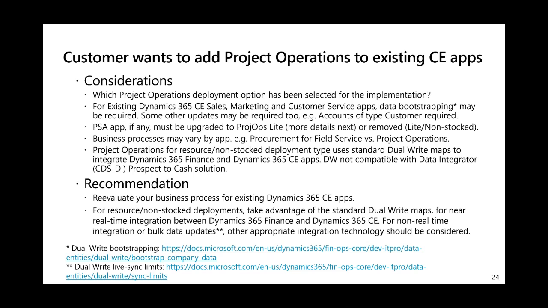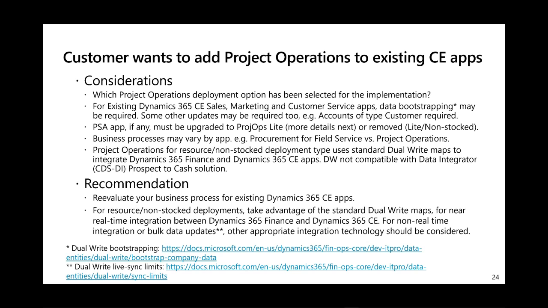We've got a link below on the docs article on how to go about that dual write bootstrapping. So that's probably going to be required. And you may also need some other updates that you need to consider. So for example, project operations integrated expects that accounts are of type customer so that they can be synchronized over to customers in finance and operations for project accounting.